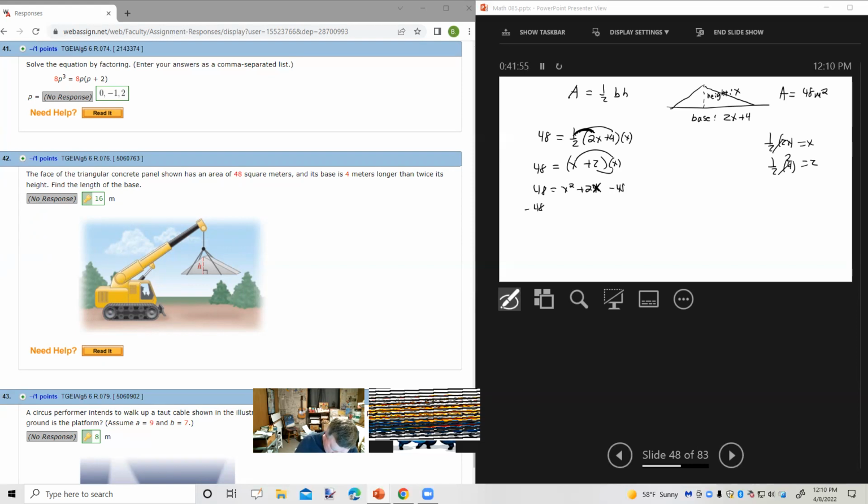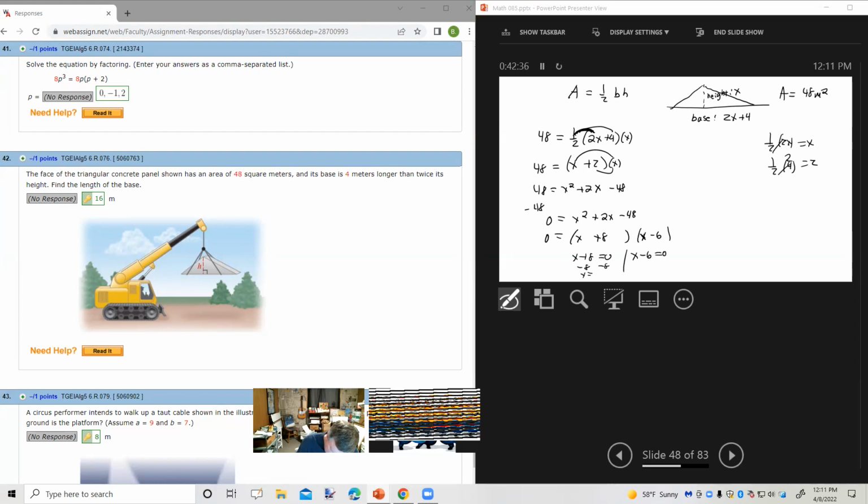Subtracting 48 from both sides, 0 equals x squared plus 2x minus 48. Factoring: x plus 8 times x minus 6. 8 times -6 is a product of -48, and 8 plus -6 is a sum of 2. So then we've got x plus 8 equals 0, x minus 6 equals 0.